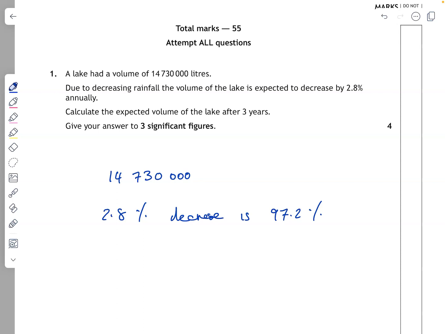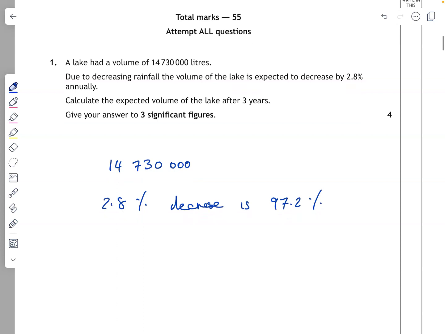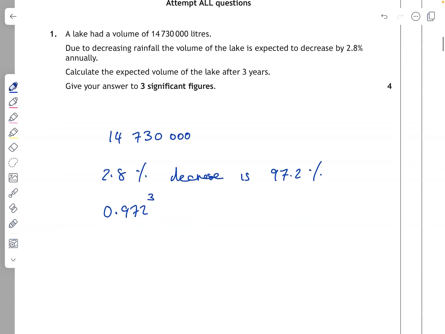So I'm going to convert the 97.2% into a decimal. So this is the multiplier. This is 0.972. And because it's 3 years, I'm going to multiply the original volume by this number raised to the power of 3. So the calculation I'm doing is 14,730,000 times 0.972 to the power of 3.